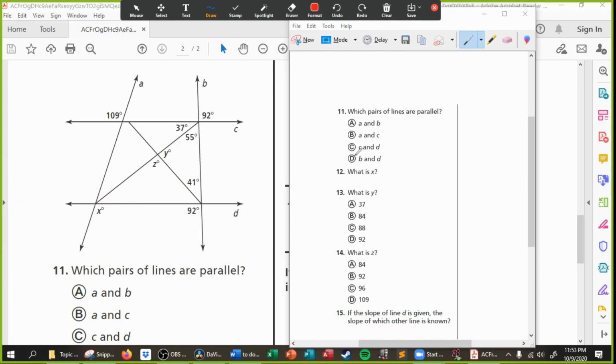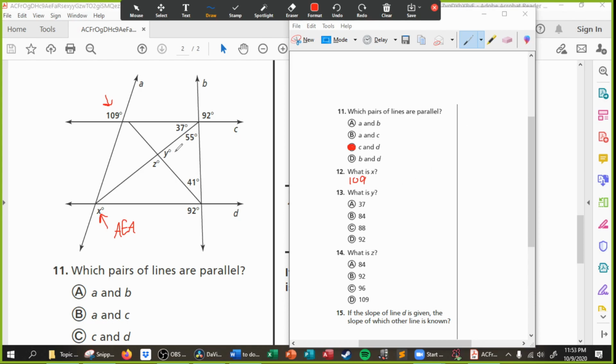So let me clear this. And that's my first answer. We just had X here, but again, since we now know C and D are parallel by the alternate exterior angles, we would say that X is 109.